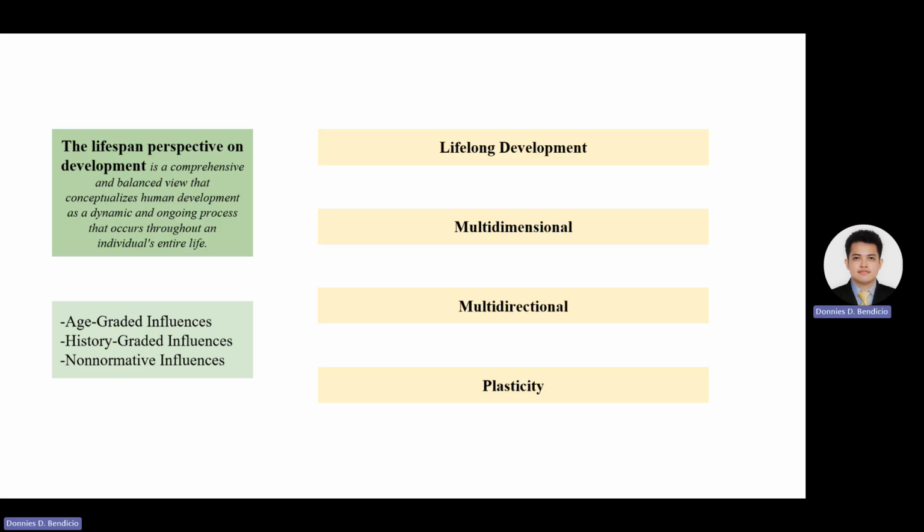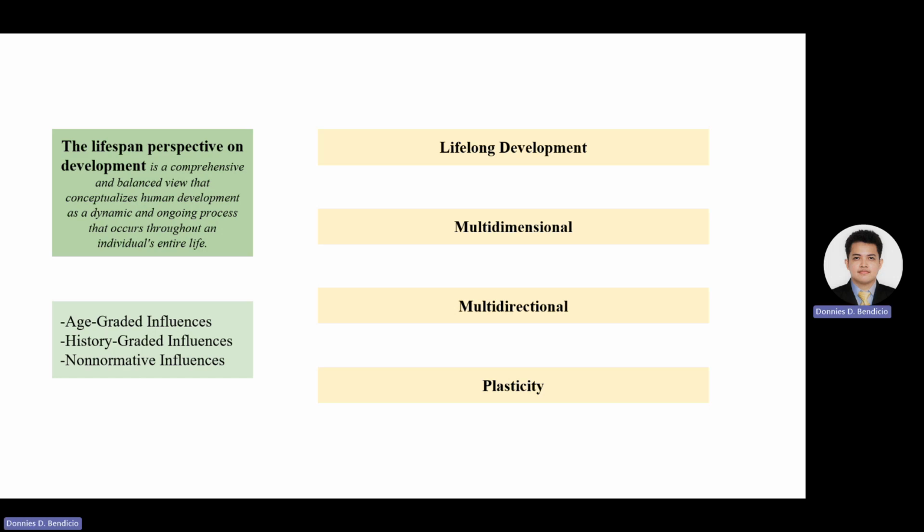Human development is influenced by a complex interplay of multidimensional factors such as biological, psychological, and social forces. These forces work together to shape various aspects of development, including physical, cognitive, emotional, and social dimensions. Development is not a linear process of consistent growth. Instead, it involves both gains and losses. Some aspects of development may flourish, while others decline at different points in an individual's life. This perspective recognizes that development is marked by ups and downs, and these fluctuations are integral to the overall process.